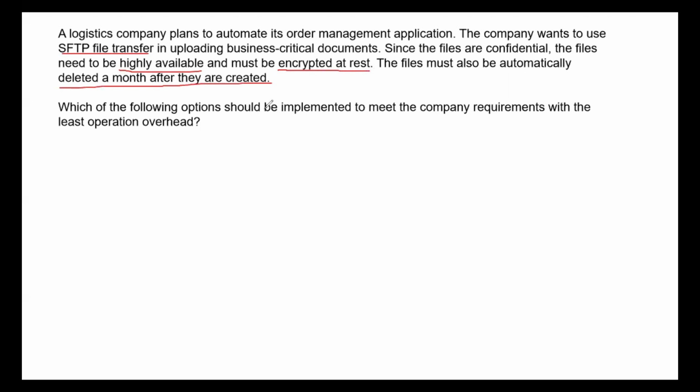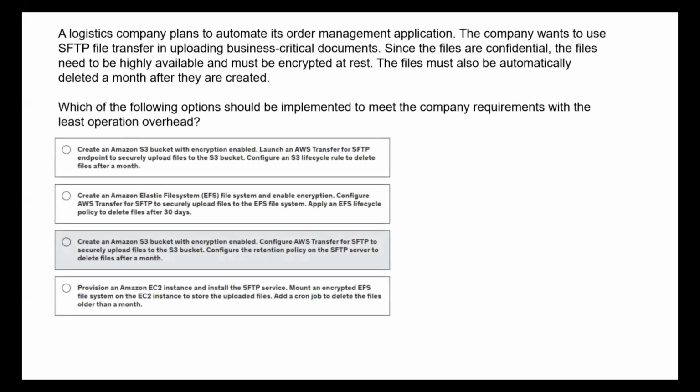So basically, how can you automatically delete the files? We need to remember something called a lifecycle policy on the S3 bucket, right? So now let's go through the options. Which of the following options should be implemented to meet the company requirements with the least operational overhead? So these are the options we have. Create an S3 bucket with encryption enabled, launch an AWS Transfer for SFTP to securely upload files to the S3 bucket, and configure an S3 lifecycle rule to delete the files after a month. That is our choice 1.